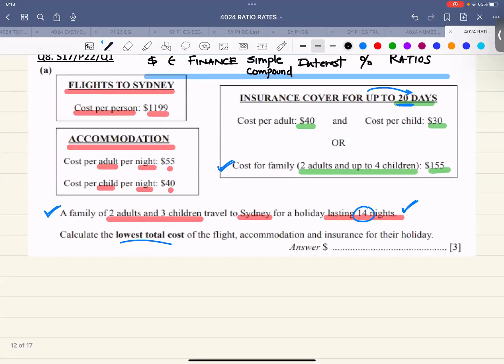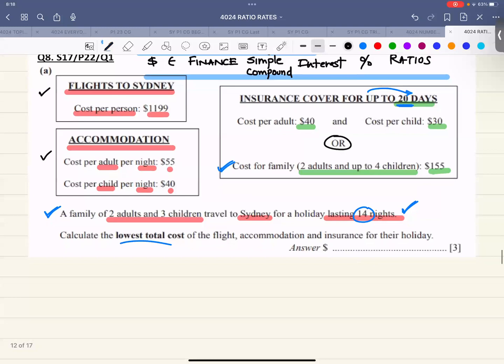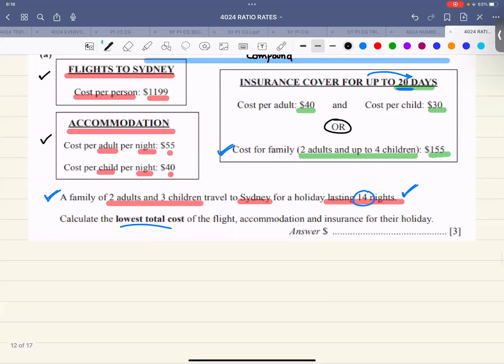Now, first of all, there is no option. The only option is over here. So first of all, our cost per person for flights to Sydney is fixed.